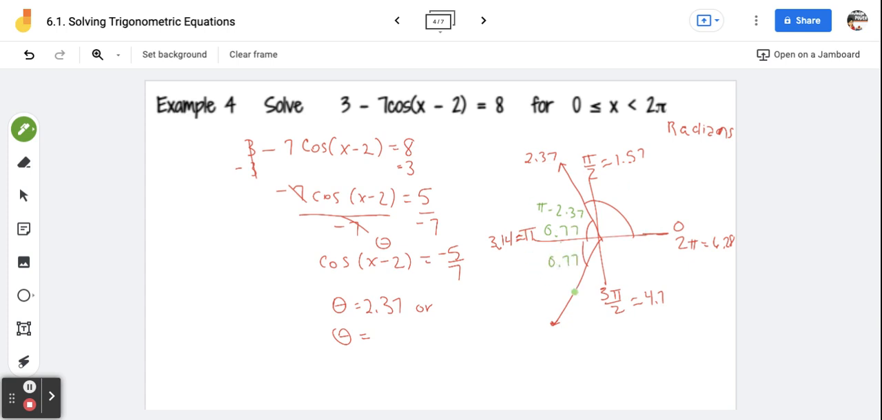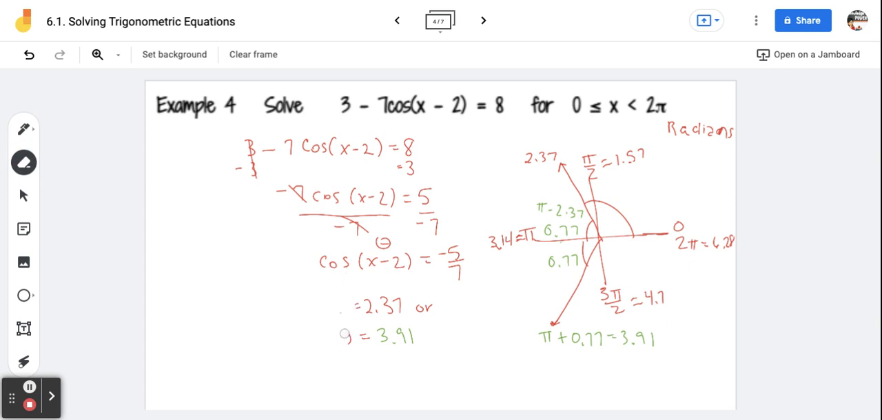So the other angle in quadrant 3 that has a cosine equal to -5/7 would then be pi plus 0.77. So this angle here is going to be pi plus 0.77, and that is actually going to equal about 3.91. So, all right, there are 2 angles. Now remember, that's what the whole angle is. I can't forget that it's really not theta, it's x minus 2 that I want to find.